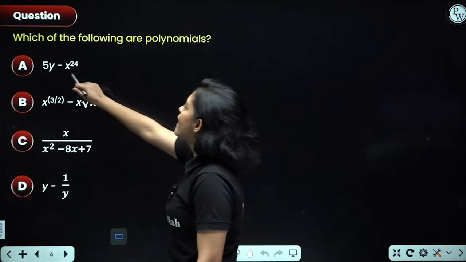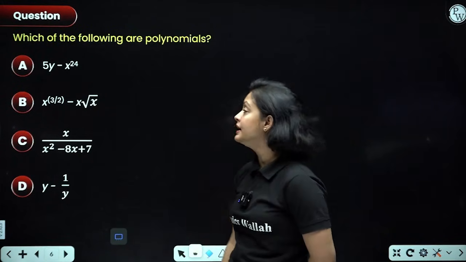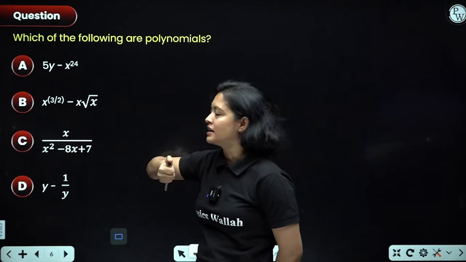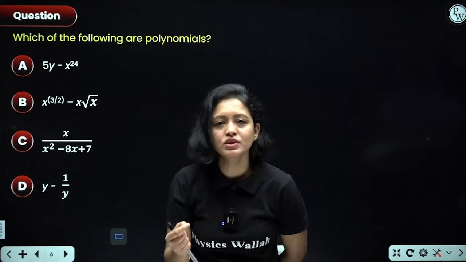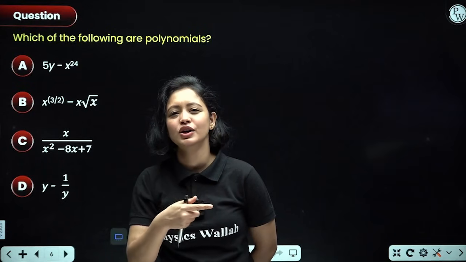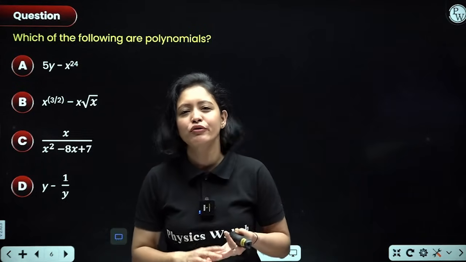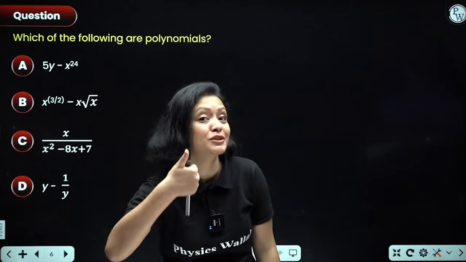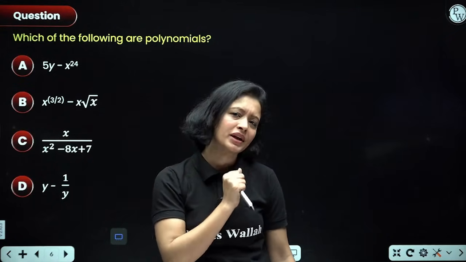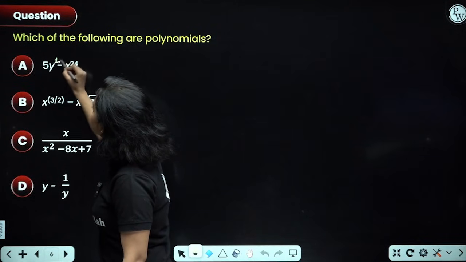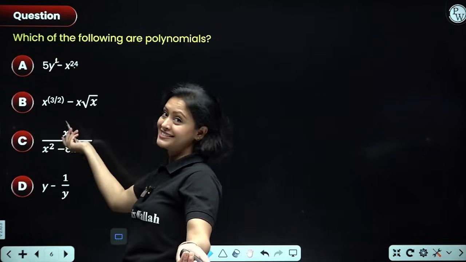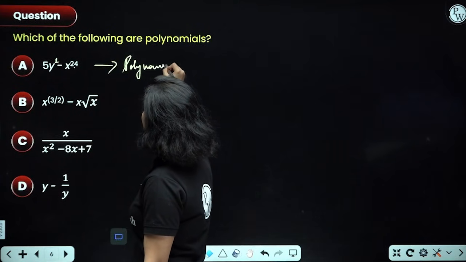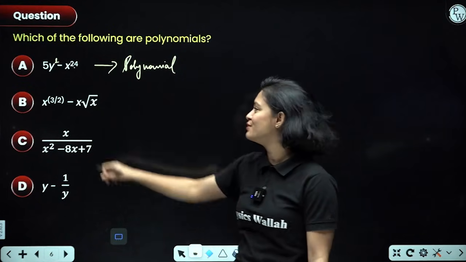Let's see. 5y minus x raised to power 24. Now, in this algebraic expression, you have two variables, y and x, right? But you do not need to get confused. Did I specifically say that polynomials cannot have more than one type of variable? No, I did not, right? The only thing we mentioned was that the power of the variable should be a whole number and no variable should be in the denominator. Now, here you can see that both the powers are whole numbers and no variable is in the denominator. So this here is a polynomial, everyone. Okay. Now, let's move on to the second one.